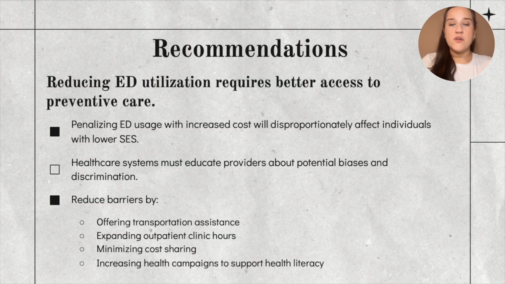Our recommendations for reducing ED utilization and increasing preventive care for individuals with lower SES include things such as removing barriers by offering transportation assistance, expanded clinic hours, minimizing cost sharing, and increasing health campaigns to support health literacy. Healthcare systems should also educate their providers on biases to reduce discrimination. We found that penalizing ED usage with increased cost would just lead to worse health for individuals with lower SES and is not a real solution to reducing ED utilization and increasing preventive care.